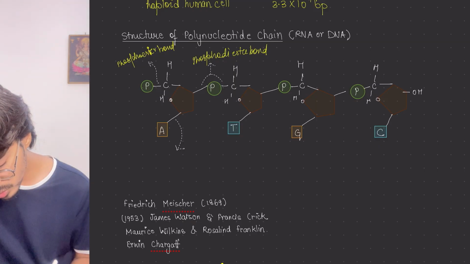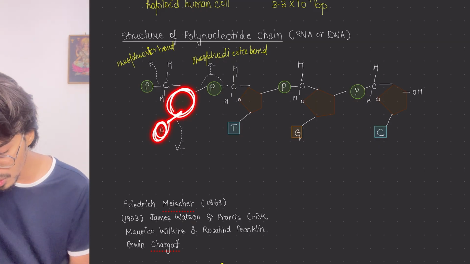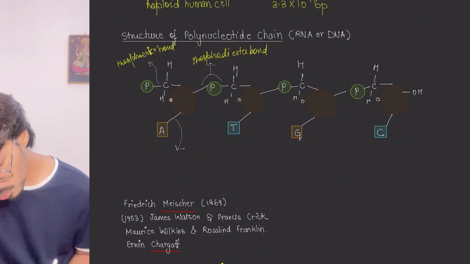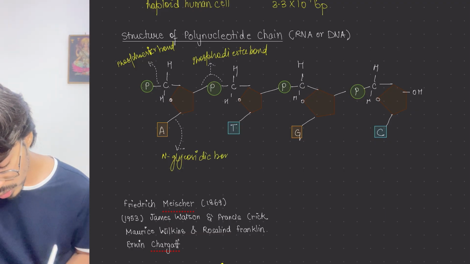Another bond is present between the nitrogenous base and the first carbon of the sugar. That is known as the N-glycosidic bond. These bonds you have to remember.